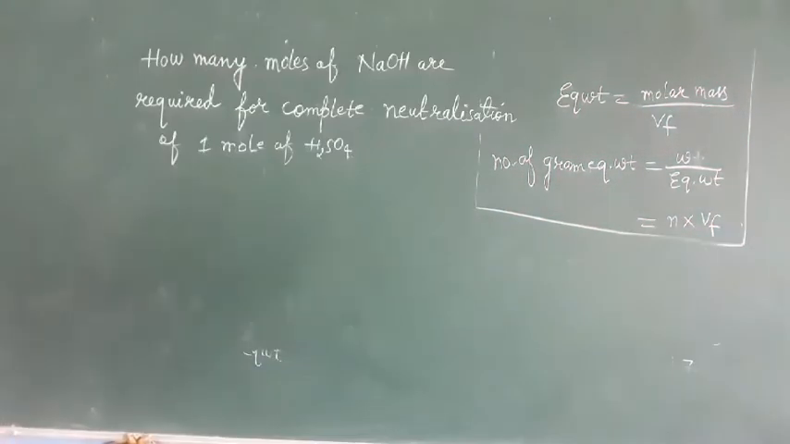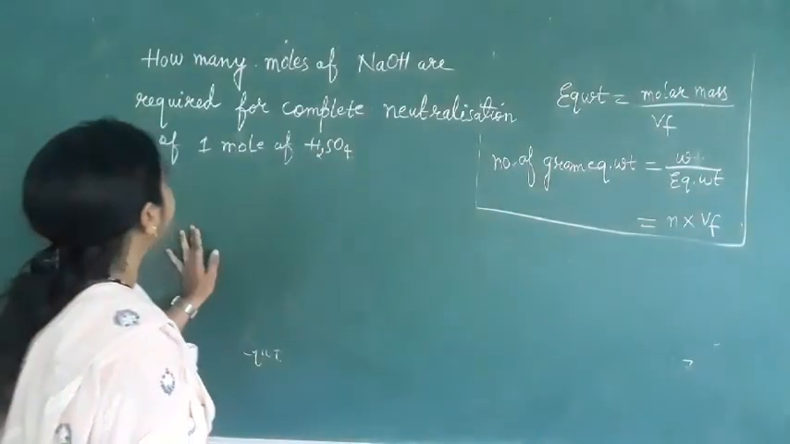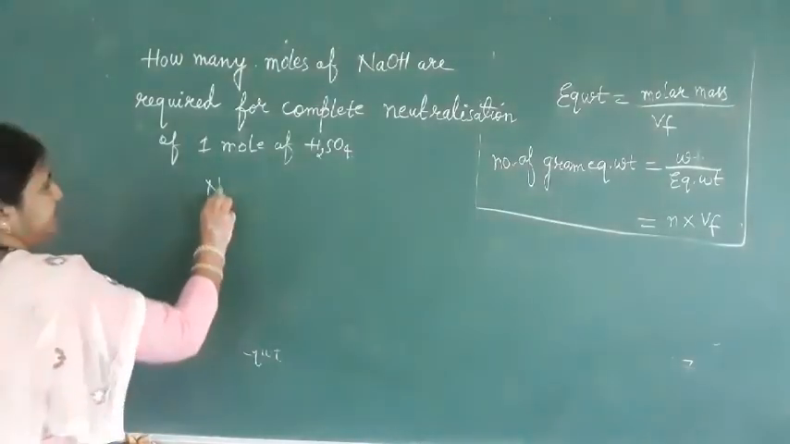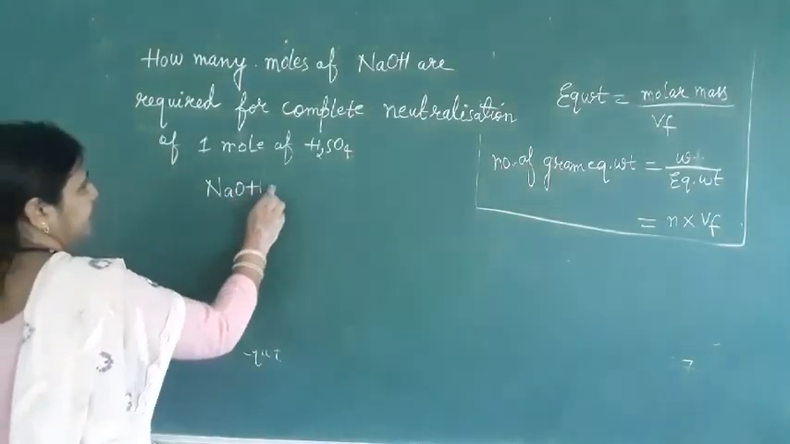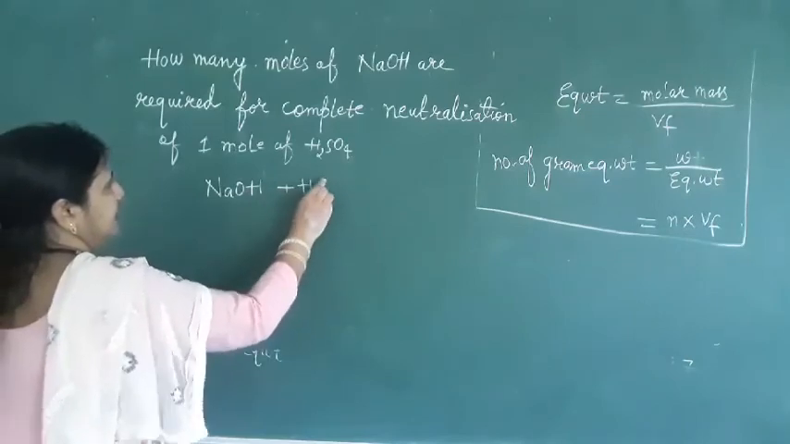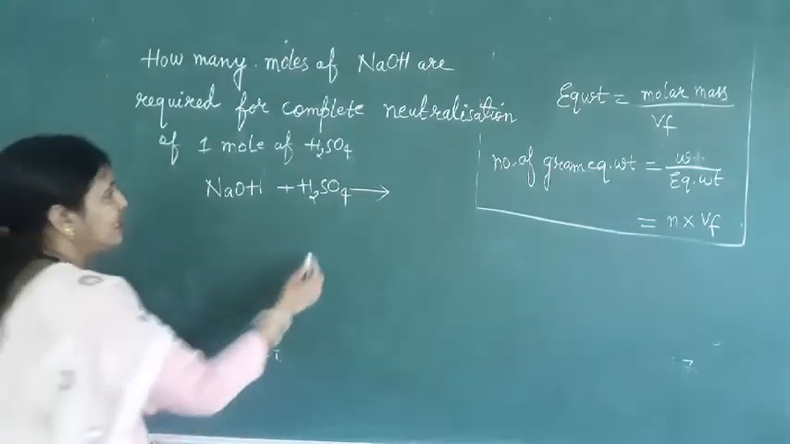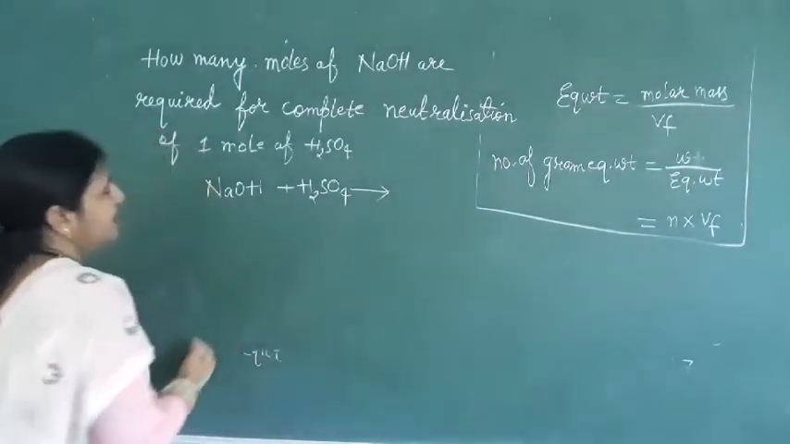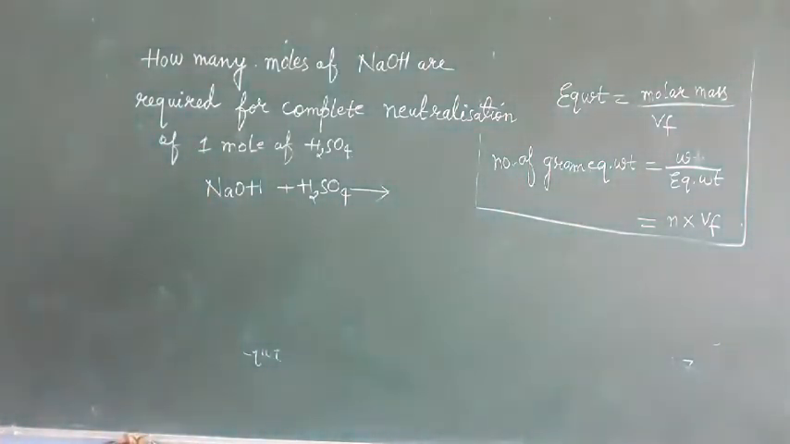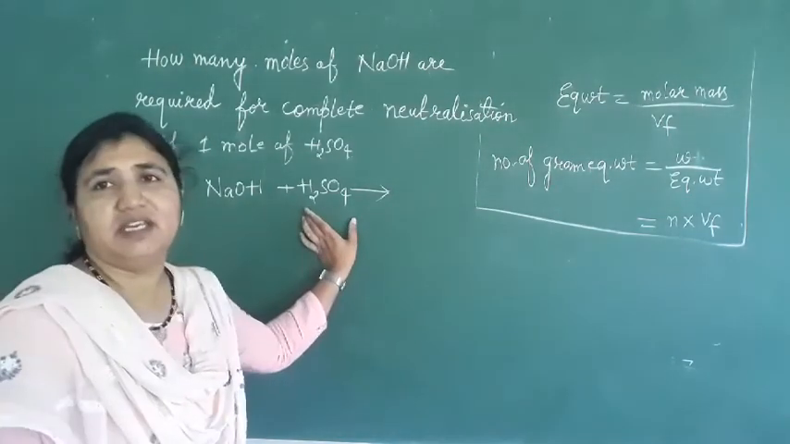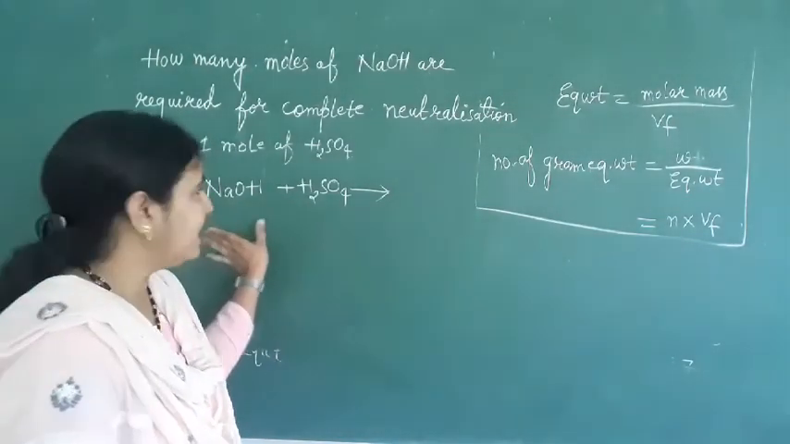Okay, next question is, how many moles of NaOH are required for complete neutralization of 1 mole of H2SO4? Moles they have asked here. Okay, NaOH and H2SO4, they react with each other and give what? Salt and water they will give. This is the acid base reaction here. Okay, so no need to balance and write the equation. We want what here? Acid given and base given here. NaOH and H2SO4 they are reacting.